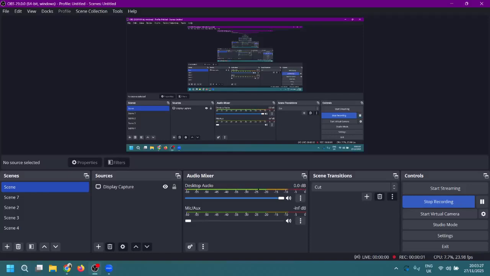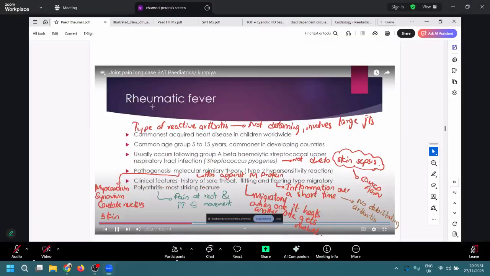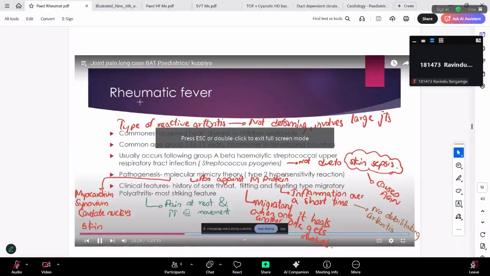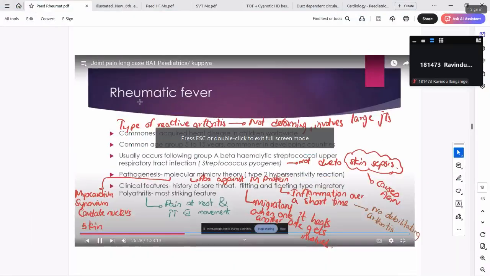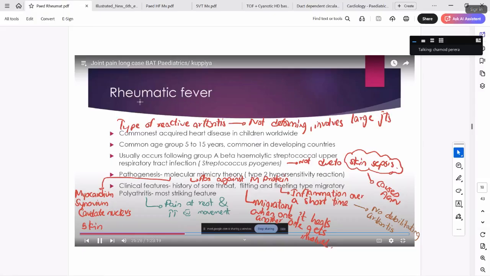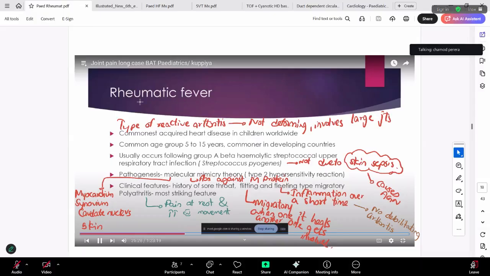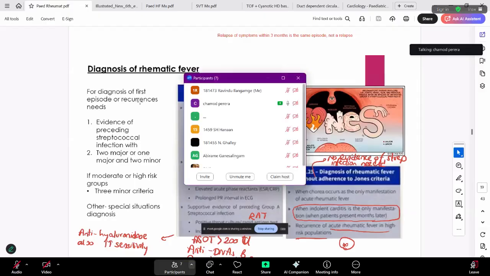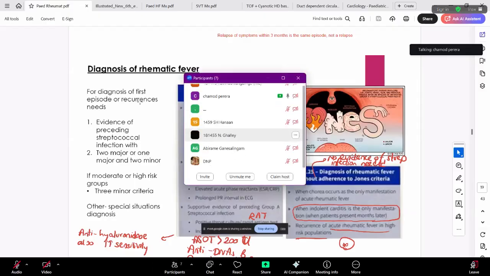So you all should know the pathology behind rheumatic fever. That is the group A hemolytic streptococcus upper respiratory tract infection, which is ultimately going to cause the manifestations of rheumatic fever. Okay, so then we need to know the diagnosis of rheumatic fever, how to be certain about the findings.